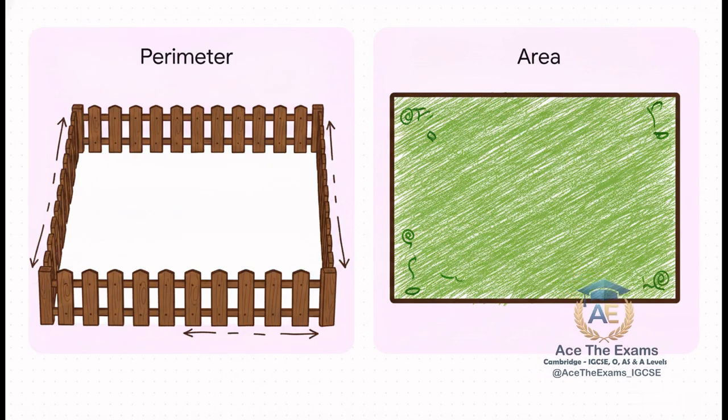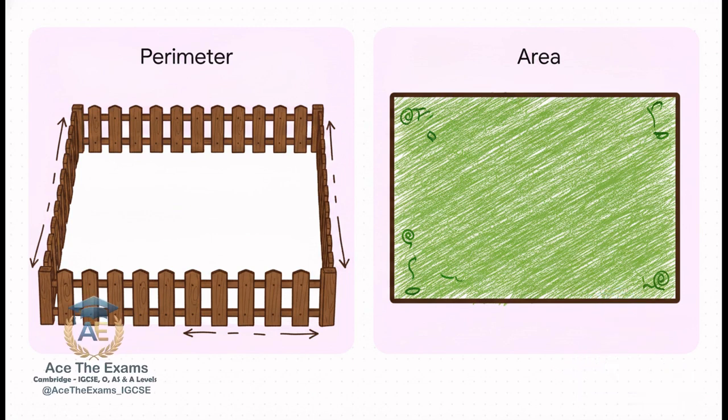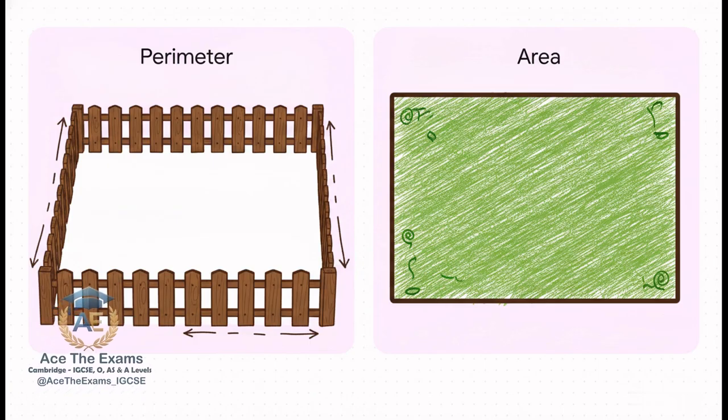Then we have area. Think of this as the actual grass on the pitch. Area is the amount of surface that the shape covers. Because it measures a two-dimensional surface, the units are always squared: millimeter squared, centimeter squared, or meter squared. Keeping this distinction crystal clear is your rock-solid foundation for everything that follows.